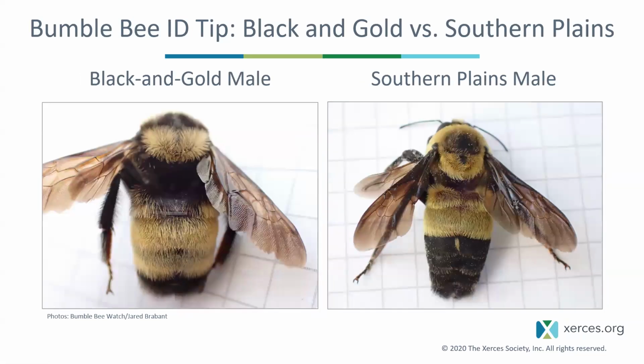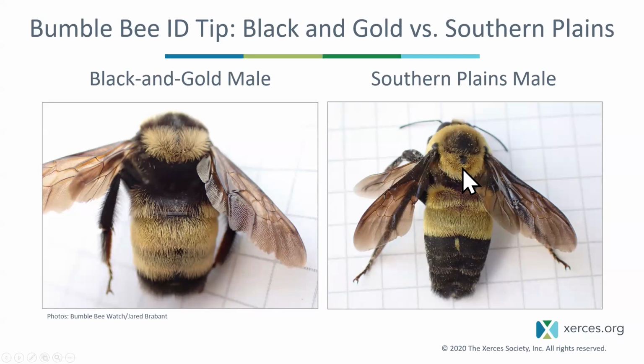Looking at the males, similar things you want to look out for. What is going on on those first 3 segments of the abdomen. For black and gold bumblebees, you will see yellow hairs on T1, 2, and 3. For the Southern Plains, you're just going to be seeing yellow hairs on T1 and T2.